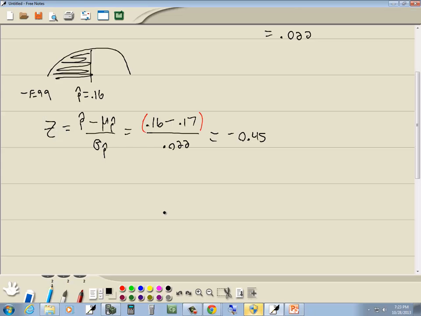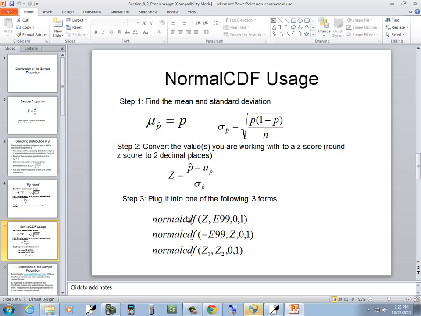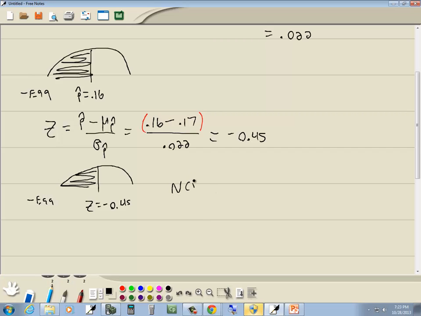Step 3. Now our picture has become, instead of p hat down there, z equals negative 0.45, and we're shading to the left. Again, that's going to negative E99. The one that's going to negative E99 is our second case in step 3. So we're going to use normal CDF, negative E99, comma, negative 0.45, comma, 0, comma, 1.